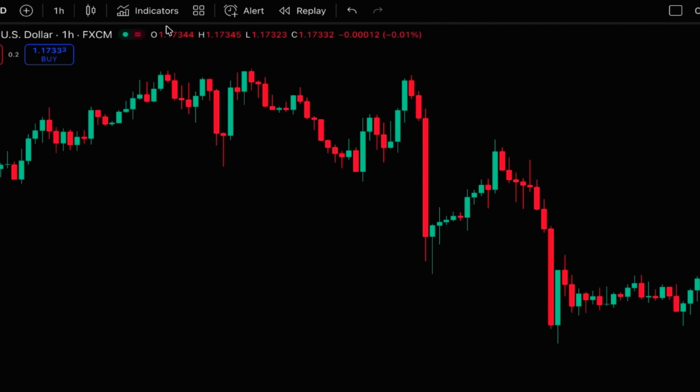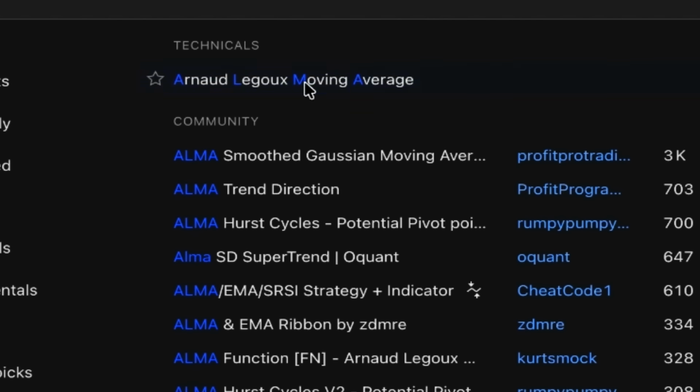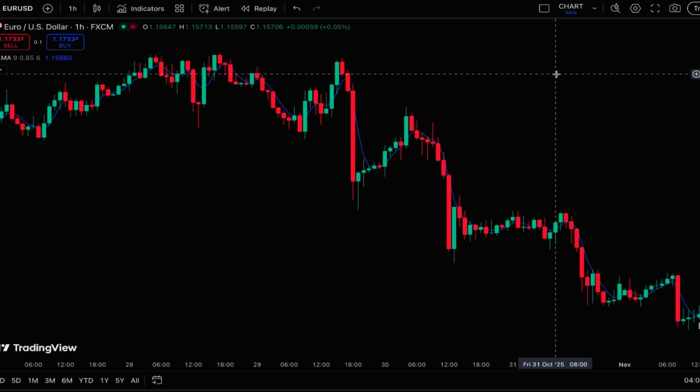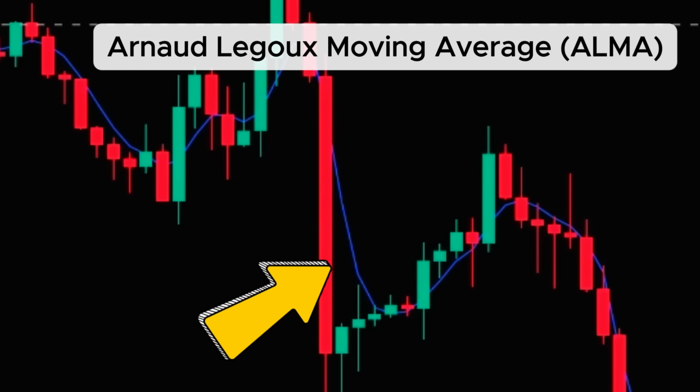Here we click on indicators and we search ALMA, this one, Arnaud Legoux Moving Average, which is a built-in indicator on TradingView platform. Alright, this moving average that is added to the chart is ALMA, which is an advanced moving average with special algorithm based on Gaussian filter that helps to reduce the noise and lag, and so we have a smoother and more responsive moving average in comparison to other types of moving averages.